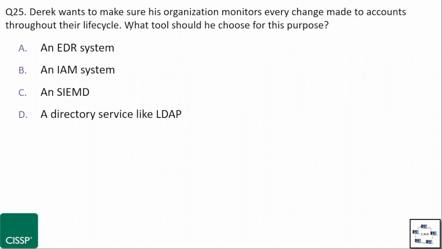Question number 25. Derek wants to make sure his organization monitors every change made to accounts throughout their life cycle. What tool should he choose for this purpose? The options are: option A, an EDR system; option B, an IAM system; option C, a SIEM; and option D, a directory service like LDAP. The correct option is an IAM, that is, Identity and Access Management system.